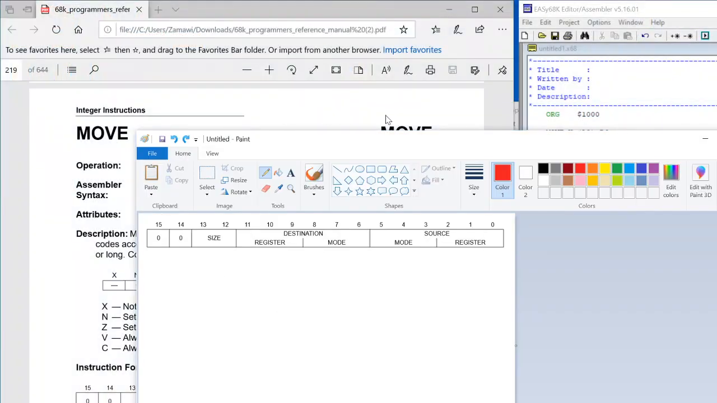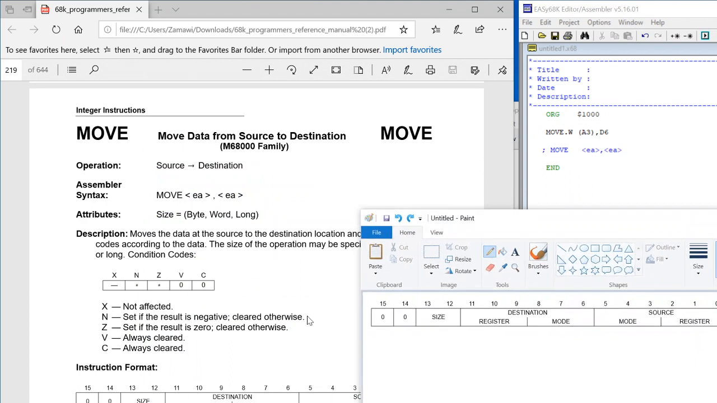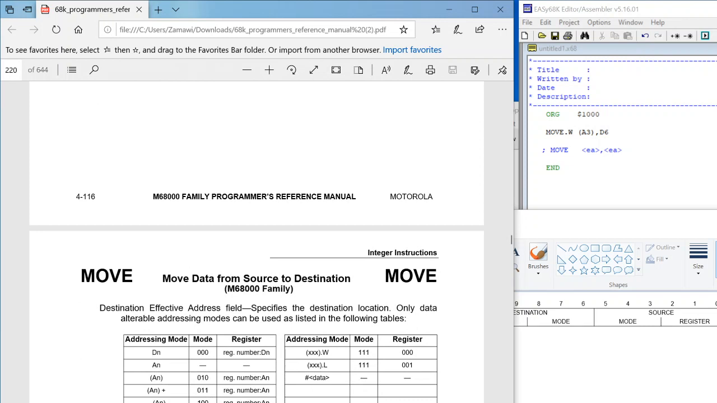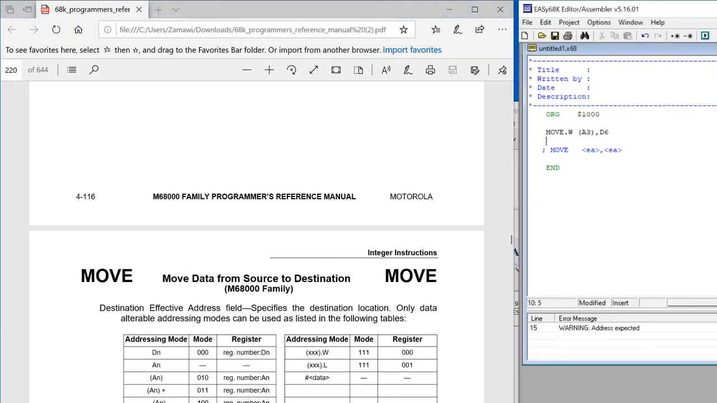The first one is 00. The size is .w, so word operation is 11. So you have to put 11 there. Okay, so the destination register, this is D6 destination. Let's look at this one. You have to refer to Dn because this is a Dn. This is an An, and this is a Dn, right? So refer to Dn for destination. Mode will be 000.